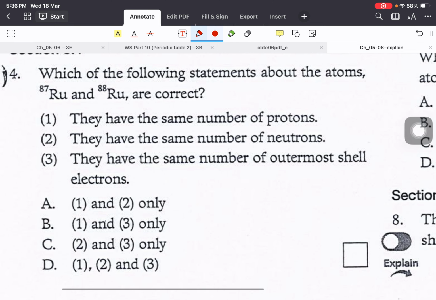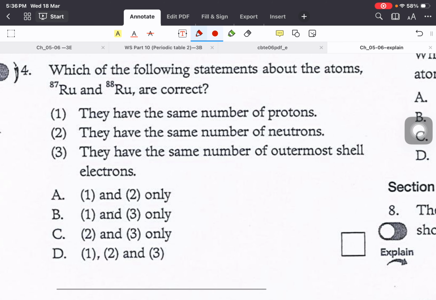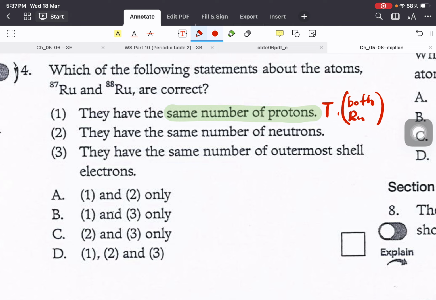Okay, number 4. Which of the following statements about these two atoms are correct? Wow, never seen it before, right? Don't worry, the mass number is given to you. They have the same number of protons, is it? Same number of protons, of course, is true because they are both Rb. So protons will be the same. They have the same number of neutrons. Is it correct? No, definitely not.